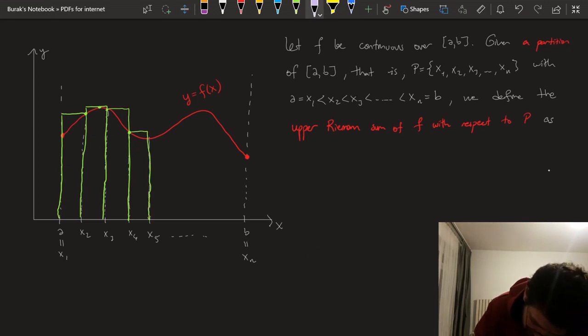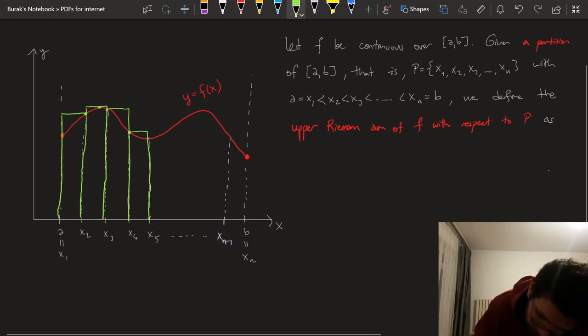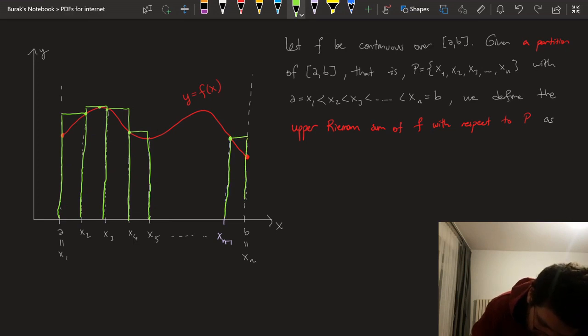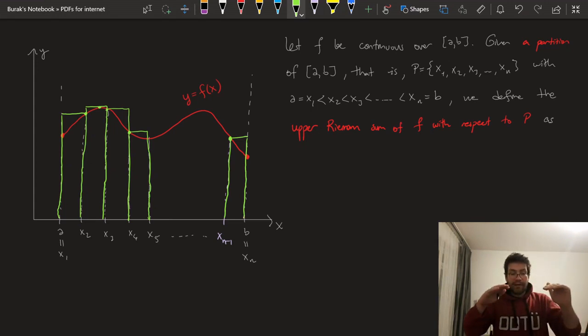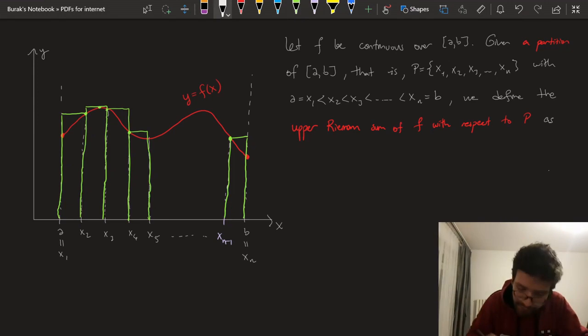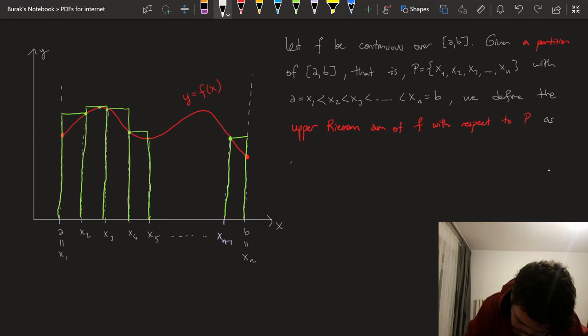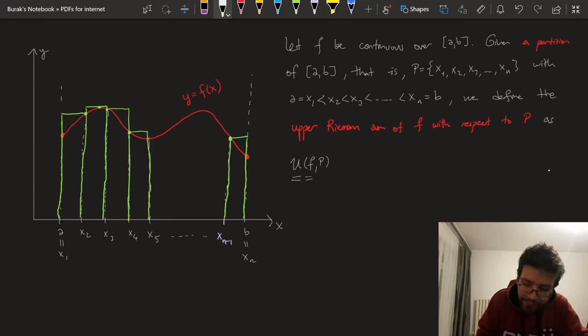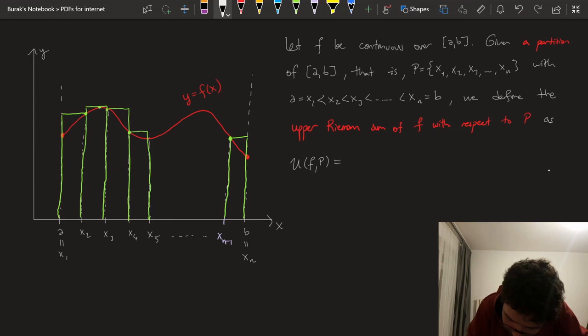And let's say that this is xm minus 1, and over here this is going to be the largest value, so I have this. So what I'm going to do is create these rectangles, and I am going to add the areas of these rectangles up. Okay, and that will be called the upper Riemann sum. I'm going to show it by this notation U(f,P). So this is the upper Riemann sum of f with respect to the partition P. This is defined as the following.